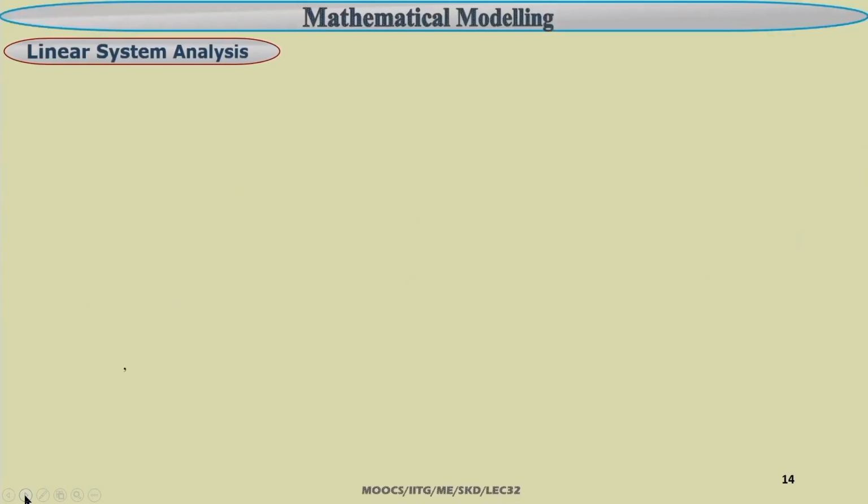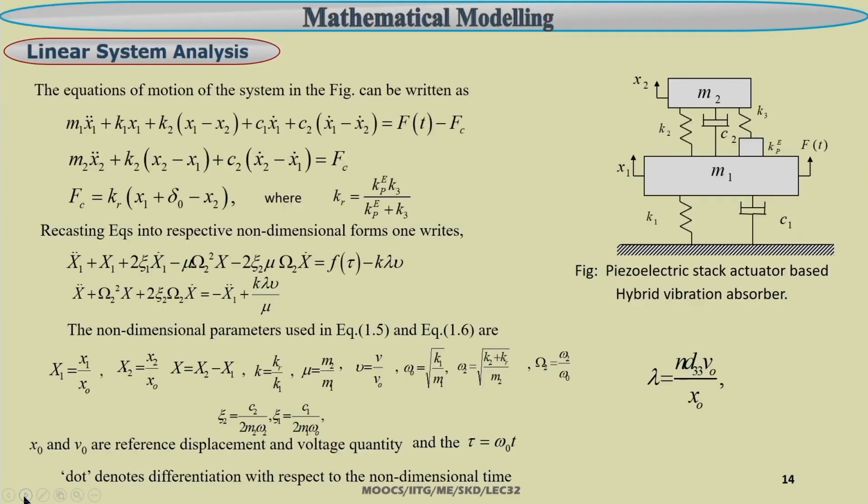Here we have derived the equation of motion, and in this equation of motion, let me repeat, you can combine k3 and kpe to have an equivalent stiffness, which is equal to kpe k3 by kpe plus k3. You can draw the free body diagram for the primary system and the secondary system, and applying Newton's second law or D'Alembert's principle, you can derive this equation of motion.